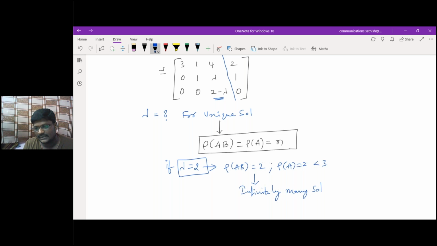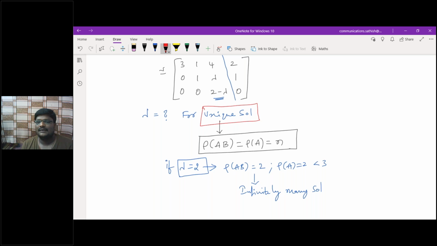Yes, sir. But they are asking what? Unique solution. We don't want that. Unique solution means the rank of AB is equivalent to the rank of A, which is equivalent to the number of unknowns. Which value do I need to take for lambda? If you use your common sense properly, all the real values except lambda equal to 2. You can substitute lambda as -2 also. If I substitute lambda as -2, what will happen here? This element won't be 0. Am I correct or wrong?